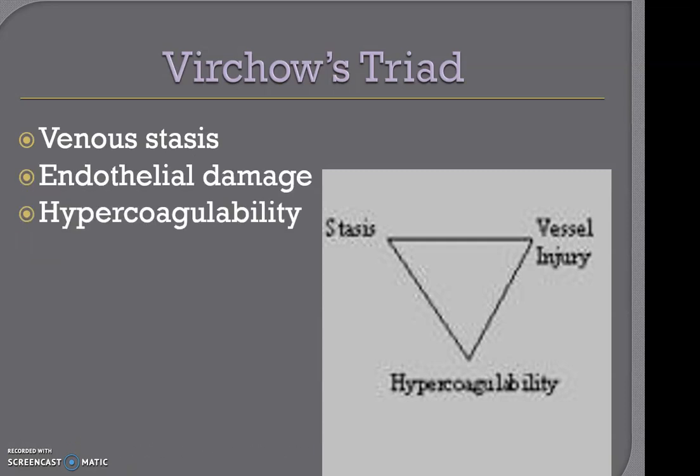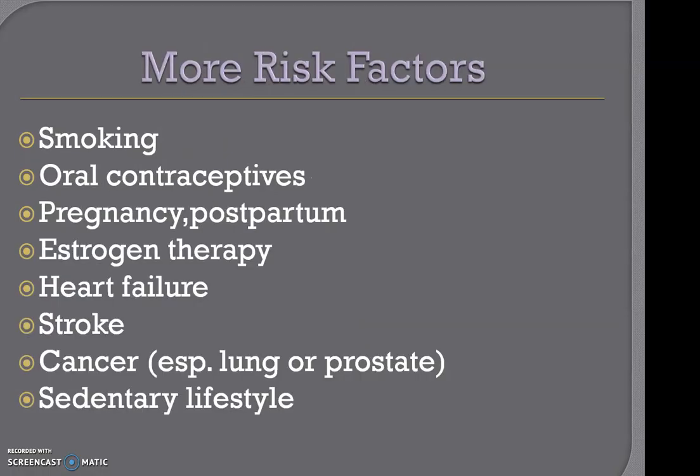Something else that can cause hypercoagulability would be dehydration. Some more risk factors: smoking, oral contraceptives. Doing both of those together puts you at 4 times the risk for a pulmonary embolism than doing one or the other. Pregnancy and postpartum, estrogen therapy, heart failure, stroke, patients with cancers, especially lung or prostate, and a sedentary lifestyle.